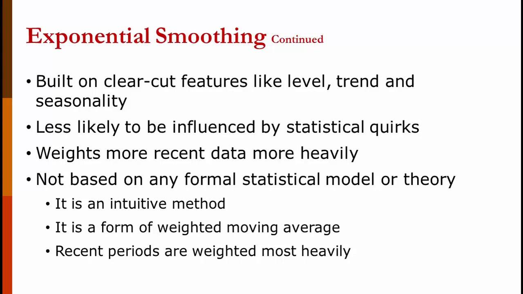Exponential smoothing is less likely to be biased by statistical quirks like outliers. It automatically weights the most recent period the heaviest. It's built into the math, although you might not see it. Surprisingly, there's not any strong statistical theory behind it. It just seems to work.